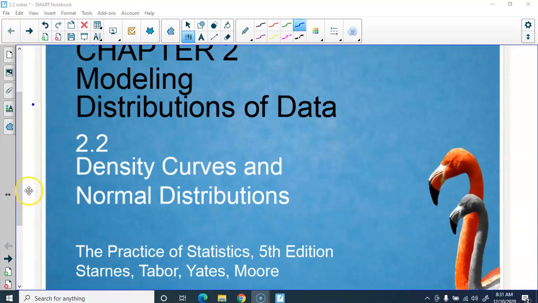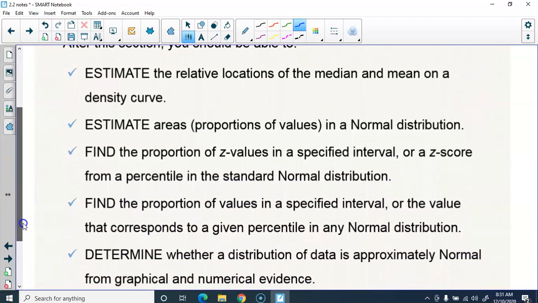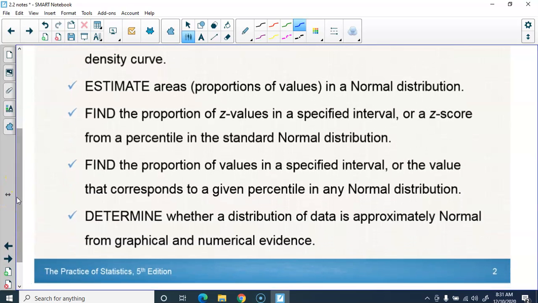Hello, AP Statistics. We are looking at section 2.2 on density curves and normal distributions. In this section, we are going to be estimating relative locations of median and mean in a density curve, estimate areas of a normal distribution, find the proportion of z-values of a specific interval or z score from a percentile in a standard normal distribution, find the proportion of values in a specified interval or a value that corresponds to a given percentile in any normal distribution, and determine whether a distribution of the data is approximately normal from graphical and numerical evidence.